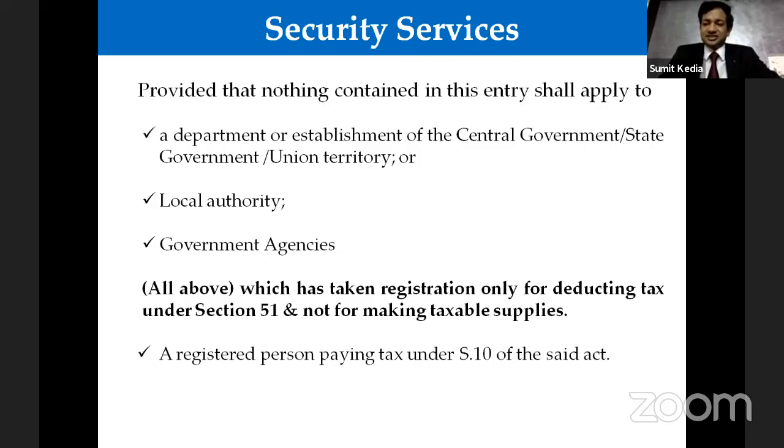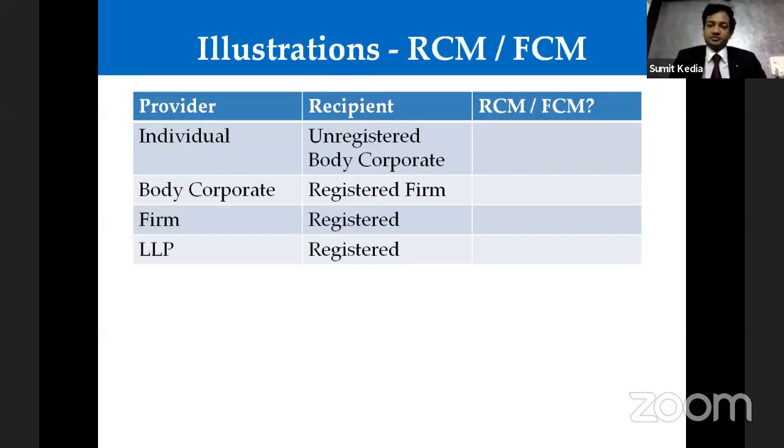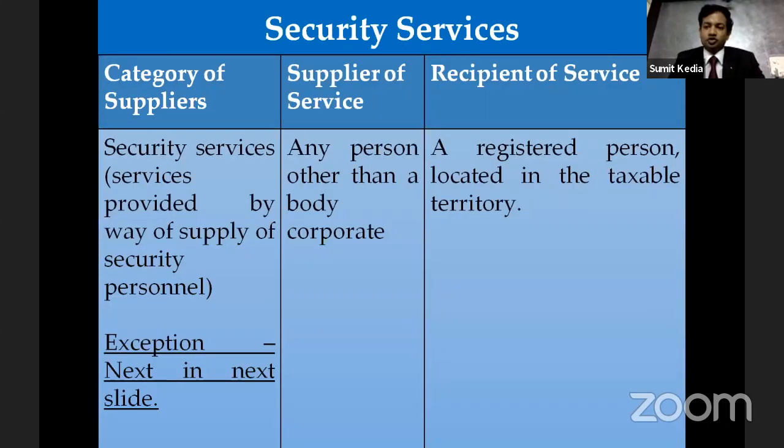So let's see some examples now. I repeat, the provider here should be any person other than a body corporate. So it should not be a body corporate. The registered recipient can be any registered person. So let's say in a case, the provider is an individual and the recipient is an unregistered body corporate. What will be the place of supply? If you want, I will go back to the slide to show you the provision.